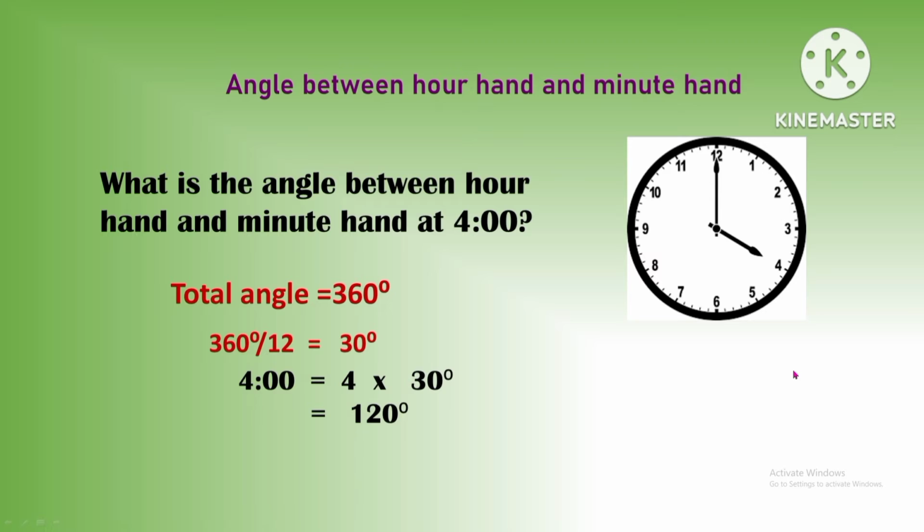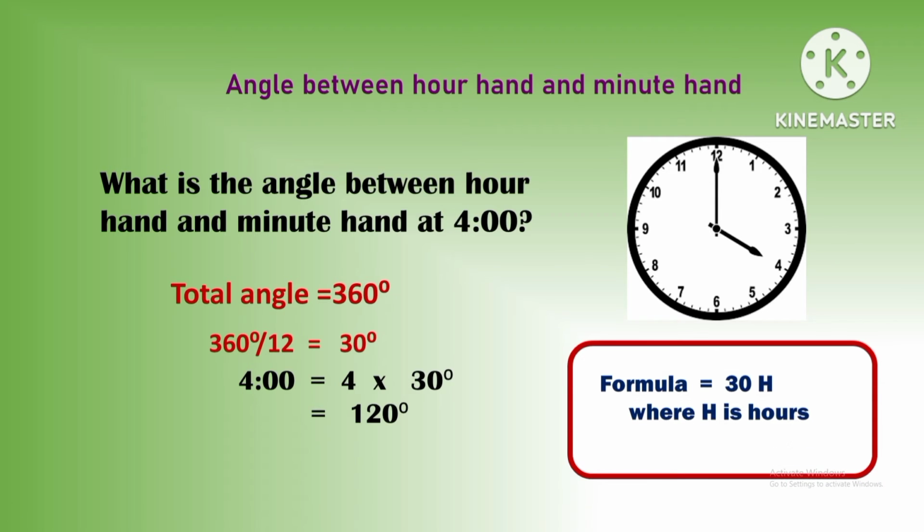In short, we can calculate this by using the formula 30 H, where H denotes the hour where the short hand is. You can use this formula to find the angle between the hour hand and minute hand when the time is 4 o'clock, 5 o'clock, 1 o'clock or 2 o'clock. That is, when there are no minutes, or when the minute hand is at 12. Let us solve some more problems, so we will get a clear idea about that.